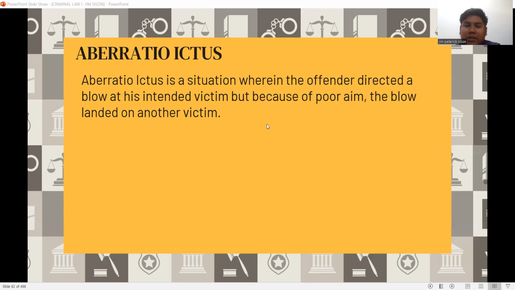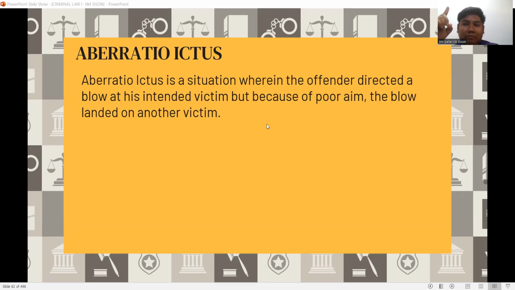What is aberratio ictus? It is a situation wherein the offender directed a blow at his intended victim. But because of poor aim, the blow landed on another victim. So let's just say, A is the intended victim. So he was the one shot at, but C was hit instead. So therefore, he is liable for the death or injury sustained by C. Okay? So always remember that in aberratio ictus, the intended victim is present.